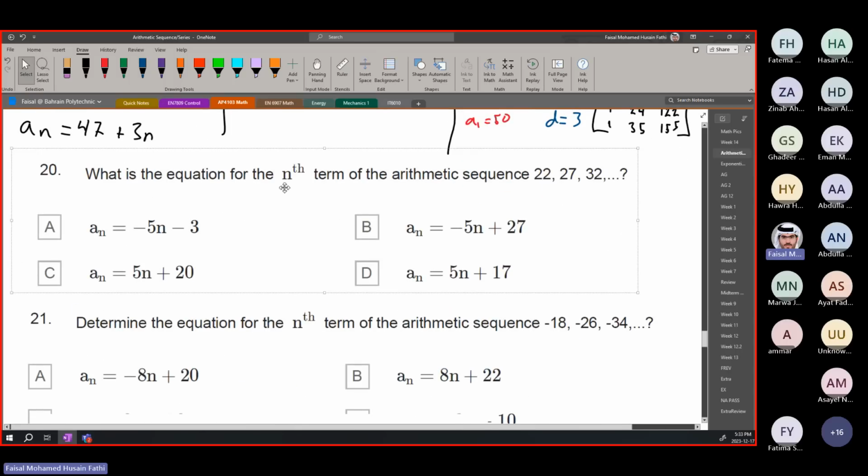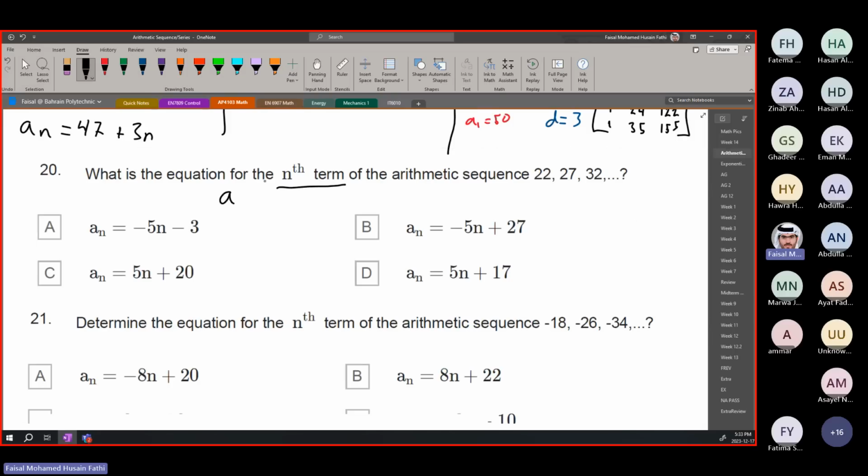What is the equation for the nth term of the arithmetic sequence? Again, I'll solve this very quickly. Nth term, meaning you need to find your AN equation. AN is equal to A1 plus N minus 1 times D. What is our A1? We know it's an arithmetic sequence. A1 is 22. D is 27 minus 22, which is 5.